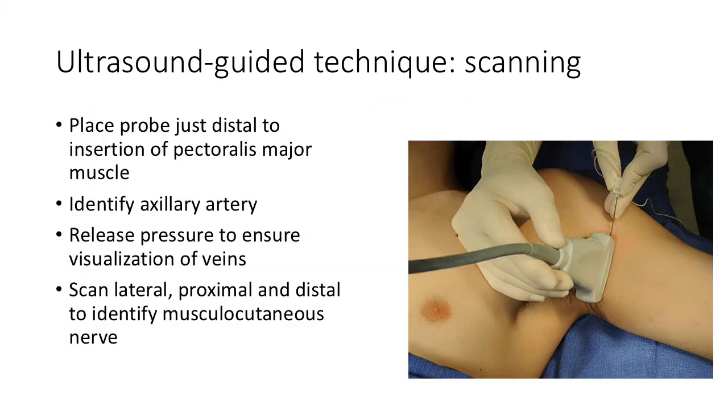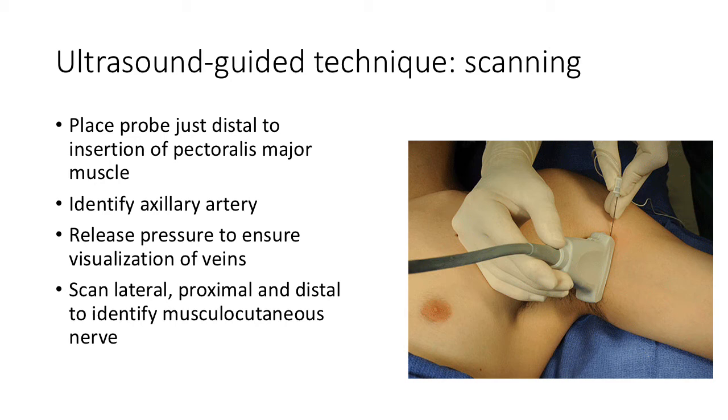Now let's talk about how to perform this block. With the patient's arm abducted, the ultrasound is placed just distal to the insertion of the pectoralis major muscle, giving us that same cross-sectional view we were looking at on the last slide. The relevant anatomy is identified, starting with the artery, then working outward to identify the nerves.